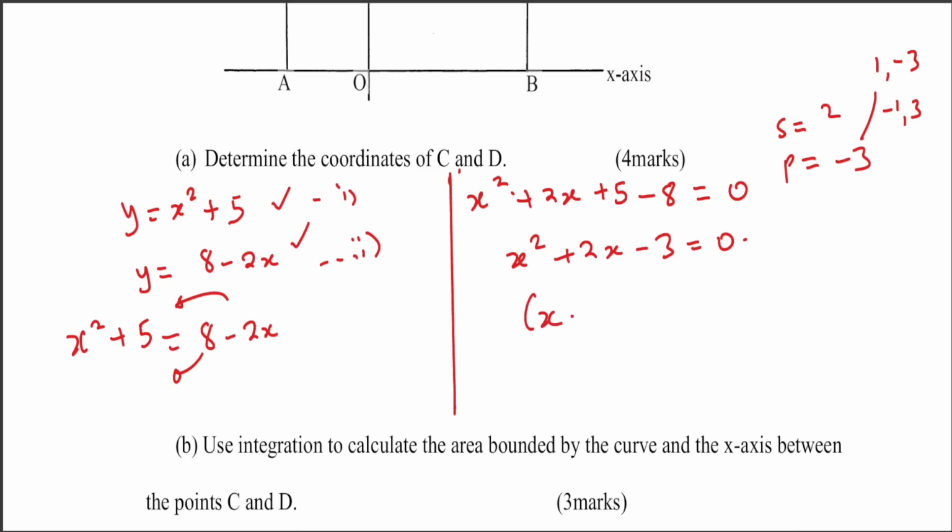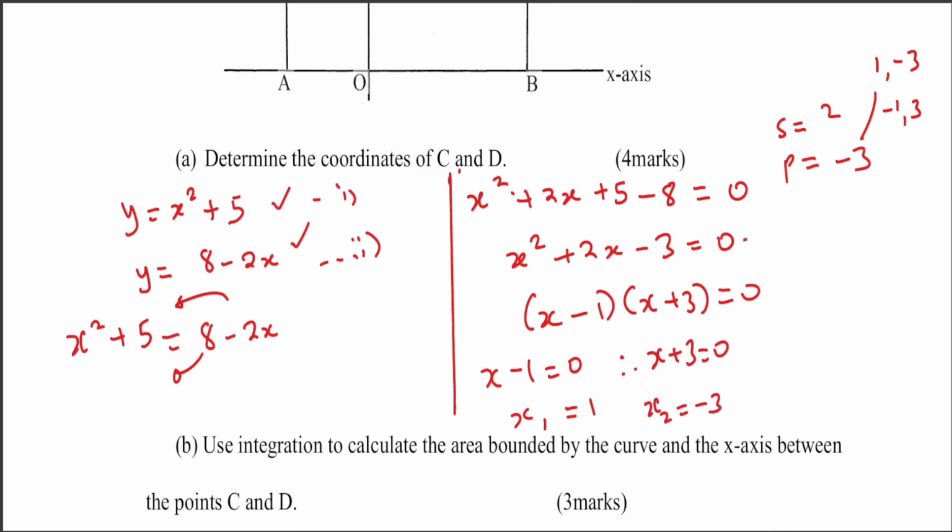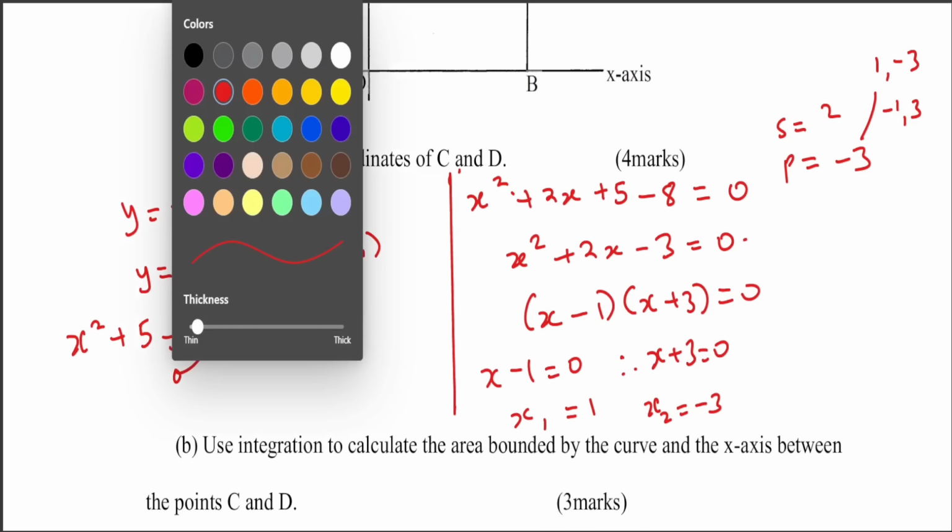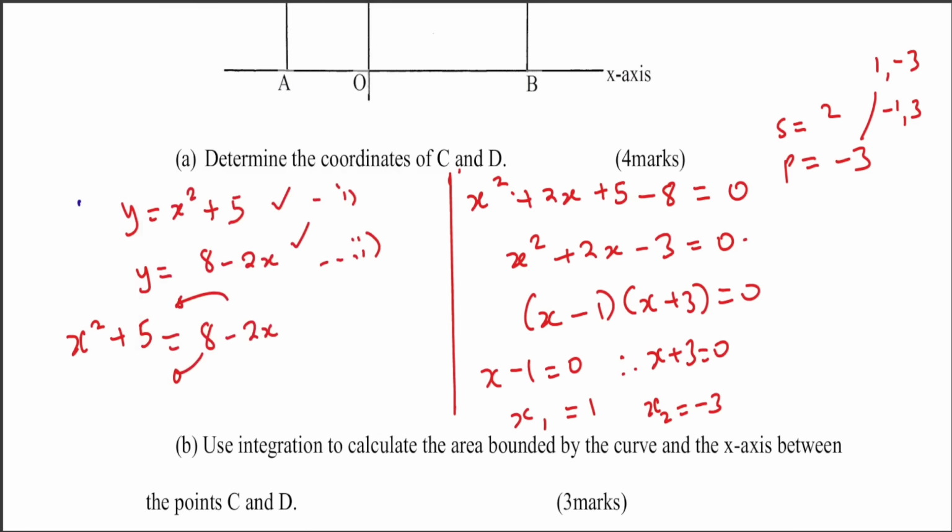So if you factorize, it gives you x minus 1, and the other one is x plus 3, equal to 0. So x minus 1 equal to 0, therefore your first value of x will be 1. Now we have another one, x plus 3 equal to 0. So the second value for x is negative 3. Now we know that for you to get a value of y, you basically take one of these equations, but let me just take this.